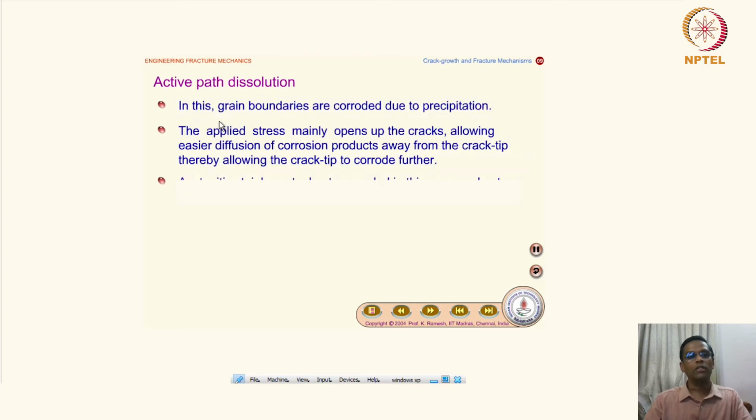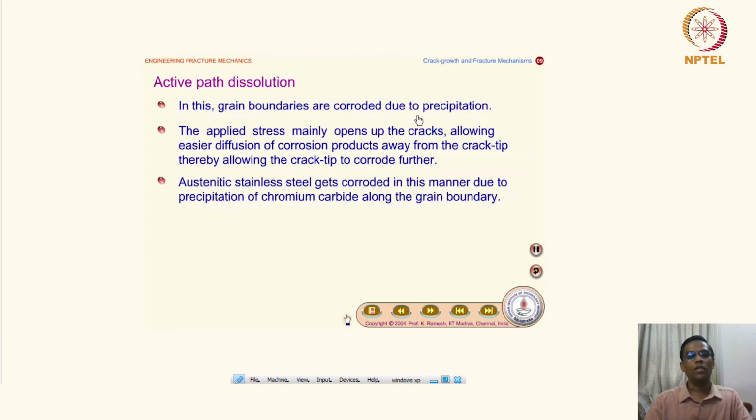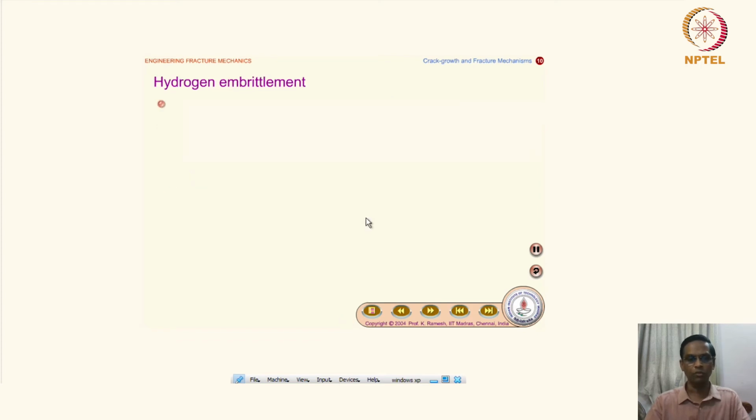Active path dissolution, in this, grain boundaries are corroded due to precipitation. The applied stress mainly opens up the cracks, allowing easier diffusion of corrosion products away from the crack tip, thereby allowing the crack tip to corrode further. Austenitic stainless steels get corroded in this manner due to precipitation of chromium carbide along the grain boundary. This is a classical example. In austenitic stainless steel, chromium carbide precipitation along the boundary is a problem, especially under the aggressive environment. This is a well-known issue.